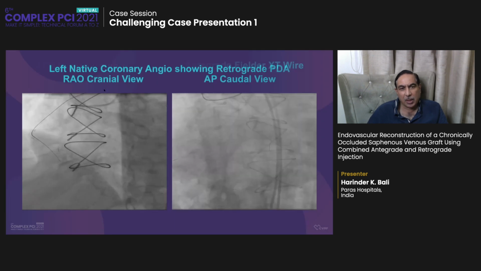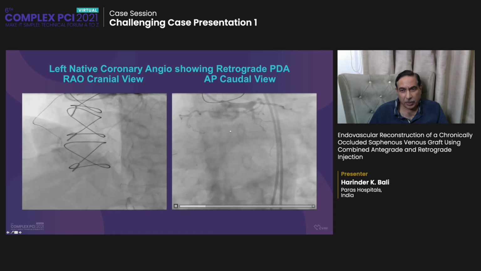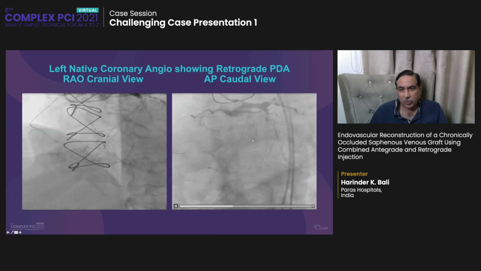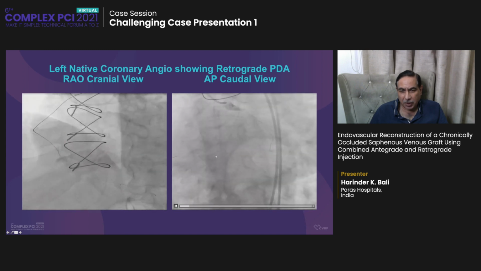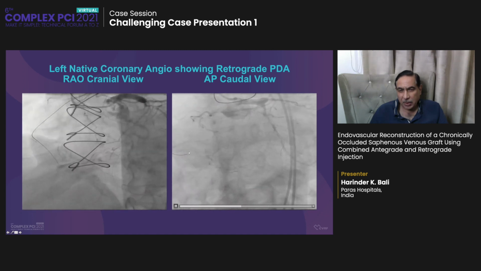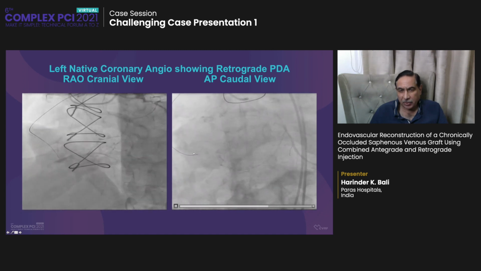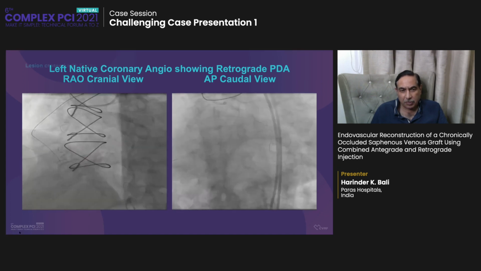retrograde vessel. And this is the left coronary native angiography, which shows that the PDA is filling retrogradely. And this is the right coronary cranial view, and the epicardial view also showing that the PDA is filling retrogradely. And using that as the target vessel, and directing the Fielder XT wire, we were able to cross this lesion reasonably easily.